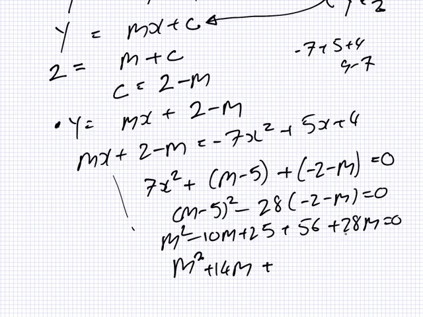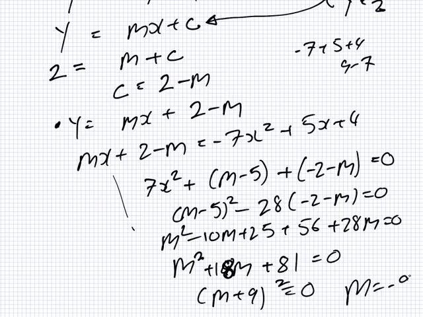18m. 28m minus 10m, 18m. Plus 81 equals 0. So that means I have m plus 9 squared equals 0. So m equals minus 9.